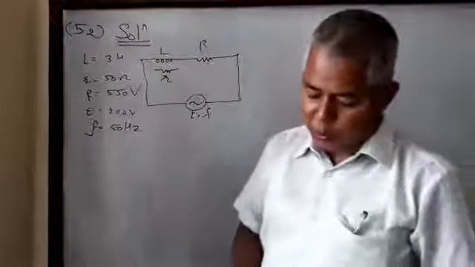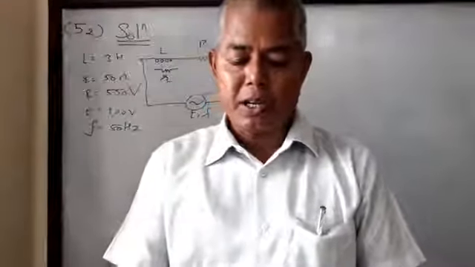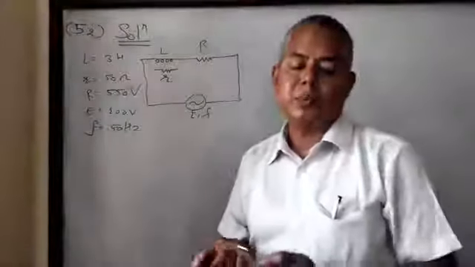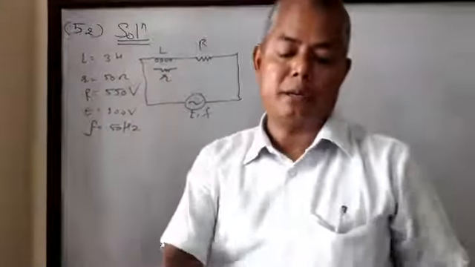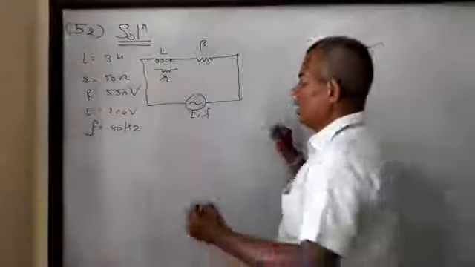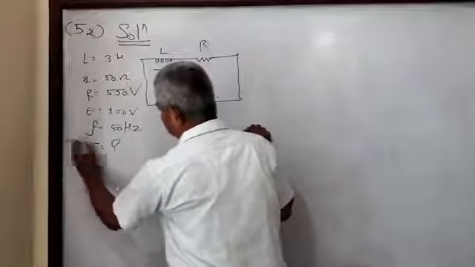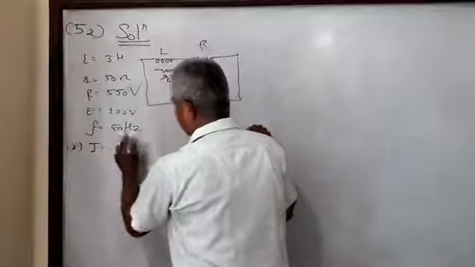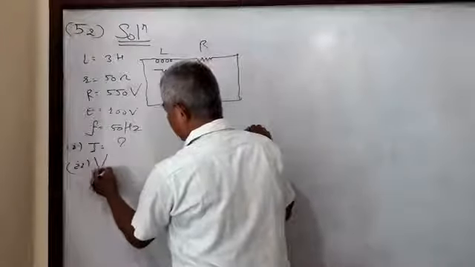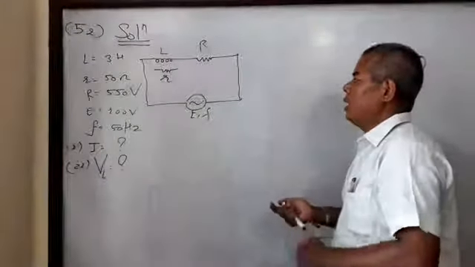Now what is being asked? Find the current in the circuit, the current in the coil, and the voltage across the coil. We need both current and voltage. First part, the current in the coil, I is equal to what? Second part, the voltage across the coil, VL is equal to what? Two parts.